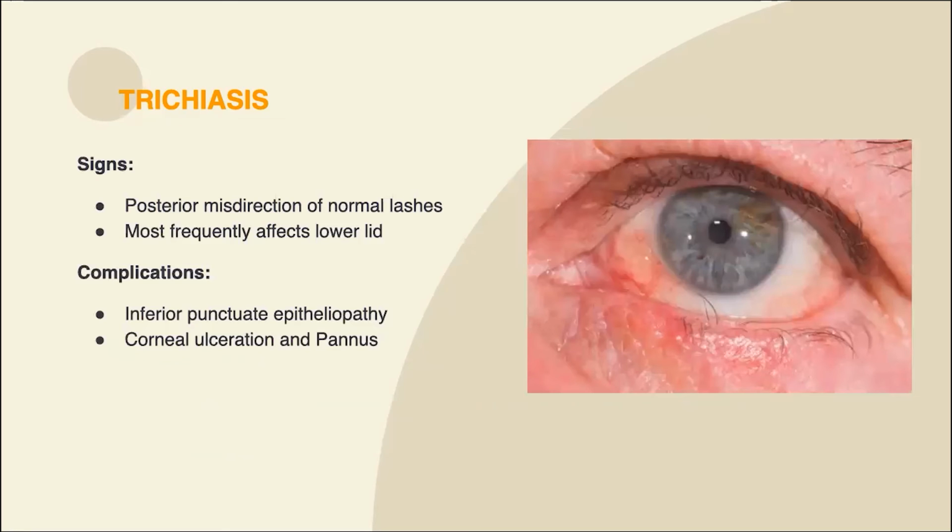The sign of trichiasis is of course the posterior misdirection of normal lashes, which most frequently affects the lower lid. Its complications would include inferior punctate epitheliopathy, corneal ulceration, and pannus, which is the presence of an abnormal layer of fibrovascular tissue.